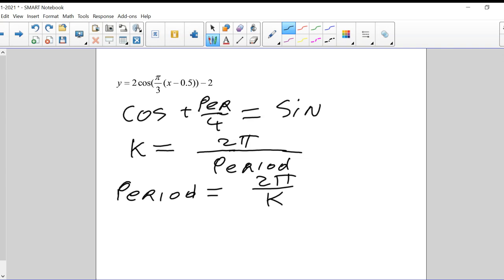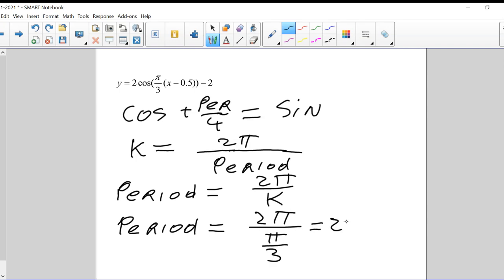Okay. So what about this case? In this case, I have the k as being pi over 3. So for me to get the period, I'm going to say that the period is equal to 2 pi divided by pi over 3, or 2 pi times 3 over pi. Put that over 1 if you like. The pi's are going to cancel out. And I'm left with 6. That's the period.